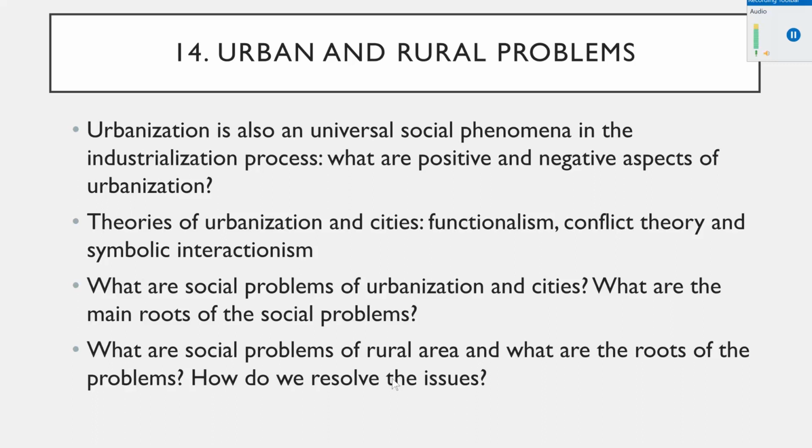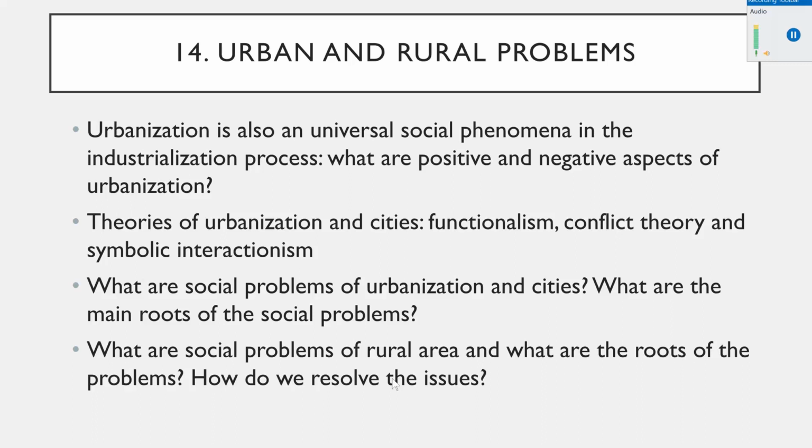Theories of urbanization and class cities. Functionalism weighs in on the positive points of urbanization, but conflict theory criticizes urbanization as the main source of inequality and the poor quality of life of poor people in the urban area. Symbolic interactionism looks at the major interactions in the cities and other rural places.